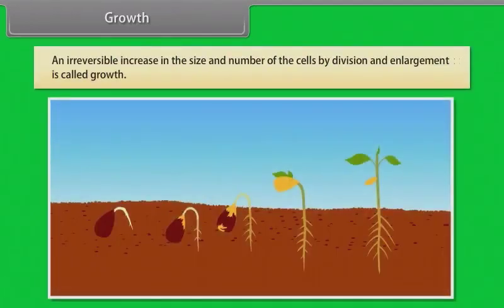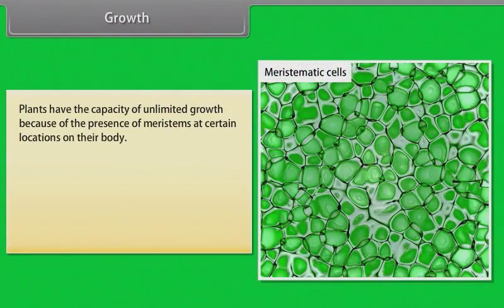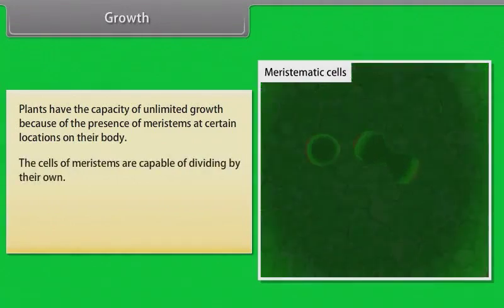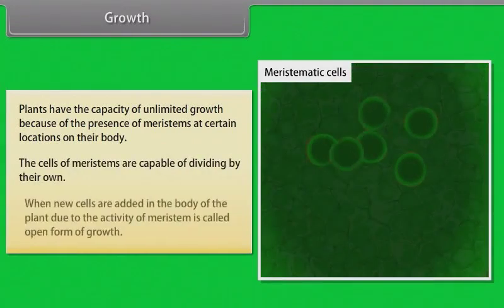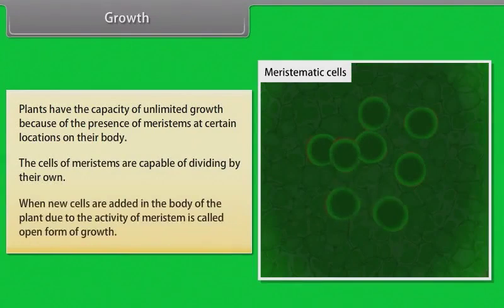Growth. An irreversible increase in the size and number of the cells by division and enlargement is called growth. In plants, the growth generally is indeterminate. Plants have the capacity of unlimited growth because of the presence of meristems at certain locations on their body. The cells of meristems are capable of dividing on their own.